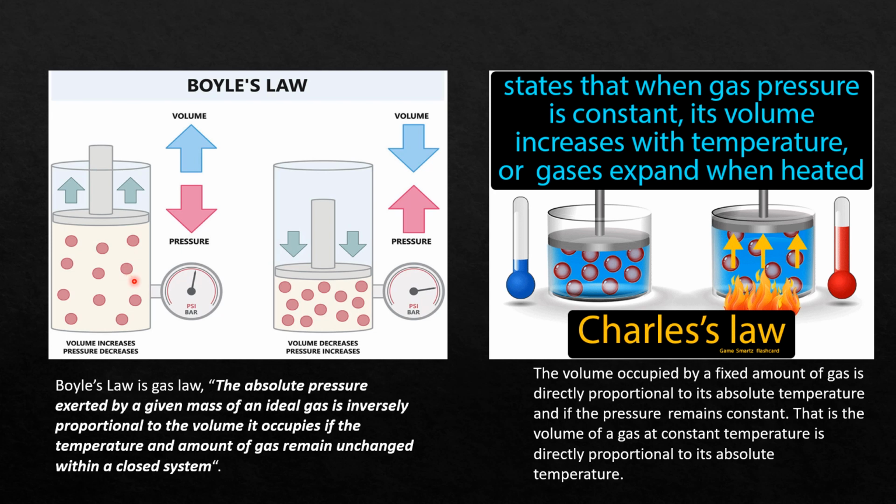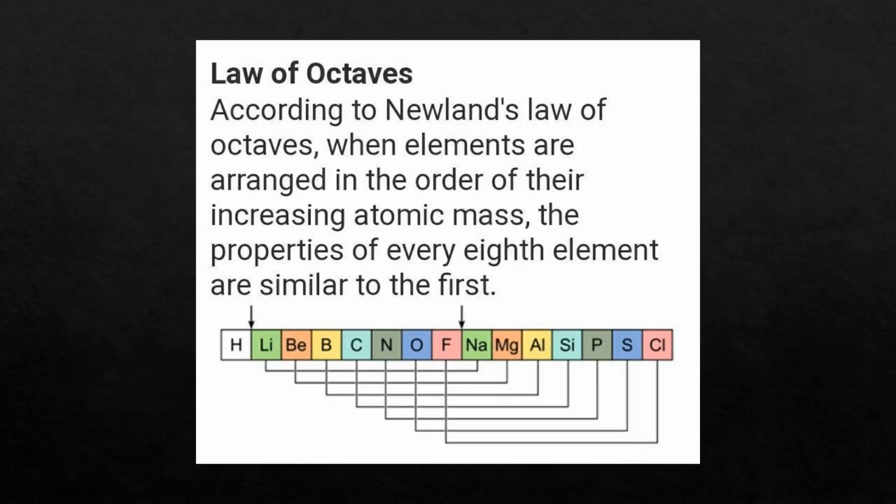This is Boyle's law. Next one, if you see Charles' law, when the temperature is constant, the volume is also constant. Whereas if the gas is heated, its volume increases. That is the difference between Boyle's law and Charles' law. Here we are applying pressure, here we are heating or increasing the temperature.